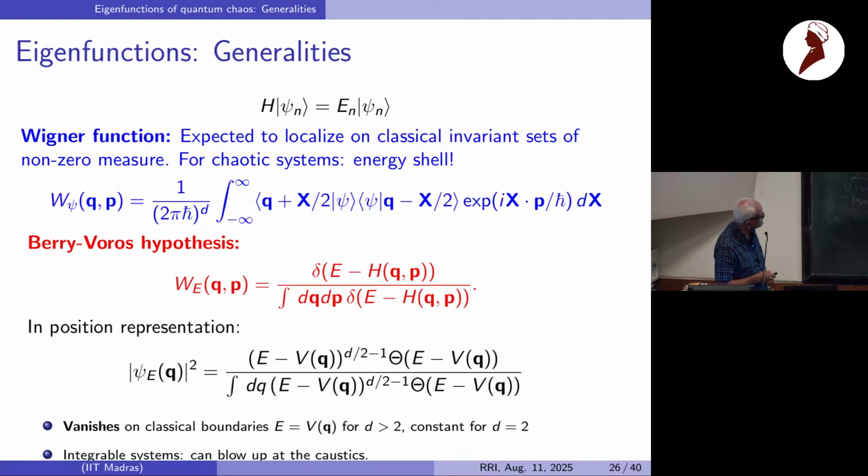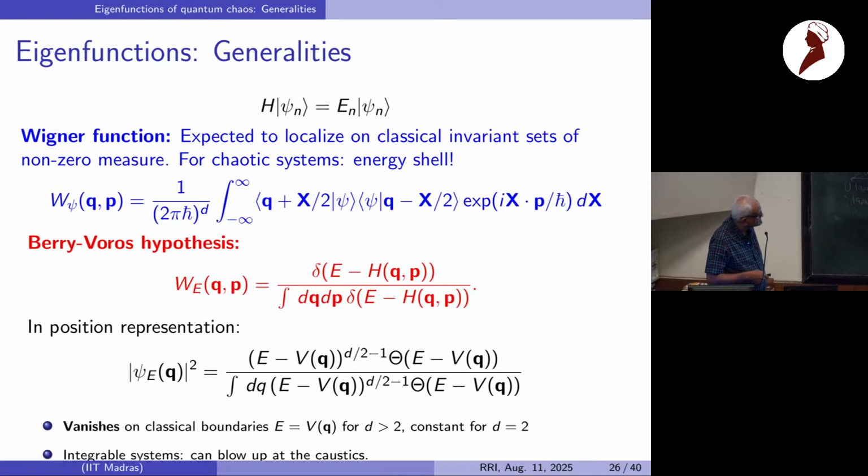And here is a hypothesis, again due to Berry and Andrei Voros, probably the late 70s or early 80s, that if you take a Wigner function of a chaotic eigenfunction, it will be like a microcanonical ensemble, basically spread out over the whole energy shell without any structure. This is just normalization. So that's microcanonical. So this is the hypothesis.